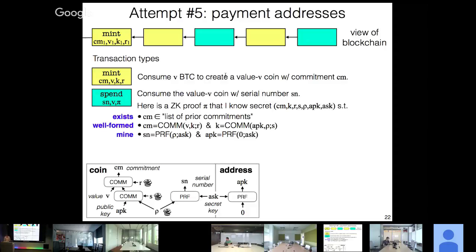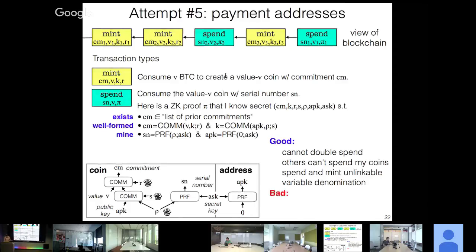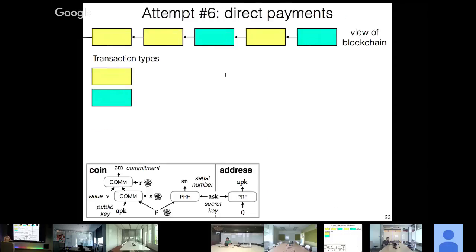All right, so this was just how you do it. Direct payments, how do we do them? All right, Mint, I'm still not going to change it.